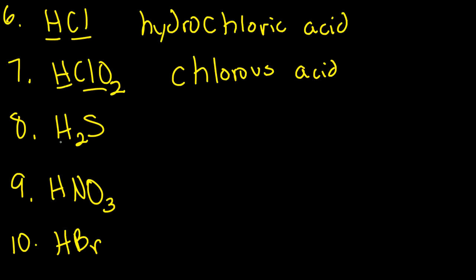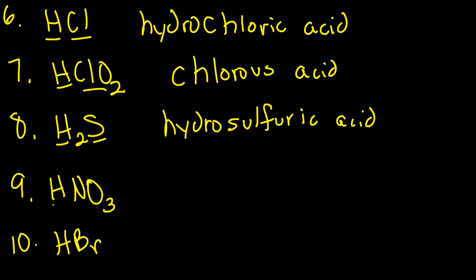Next example, H2S. Hydrogen in the front, sulfur behind it. As you may guess, this is a binary acid. We name hydro for binaries. Sulfur is an exception, so it does use its full name. So we'll have sulfur, and we add ic to it. So this is hydrosulfuric acid.